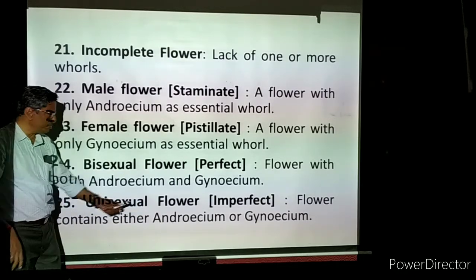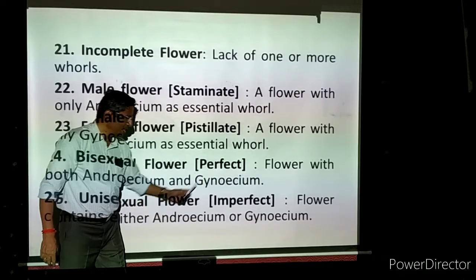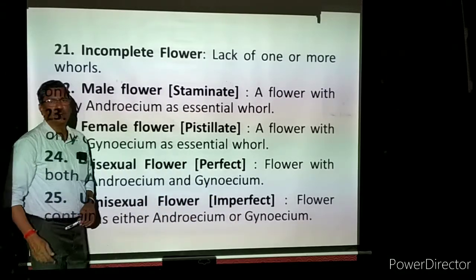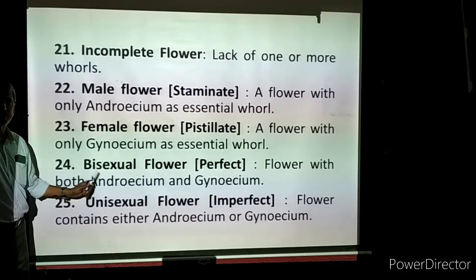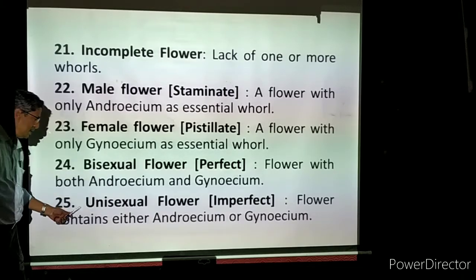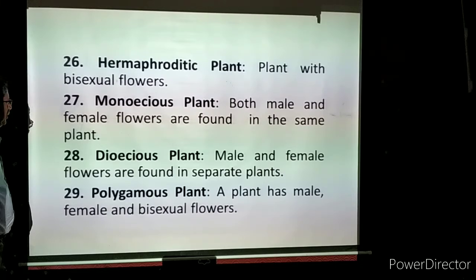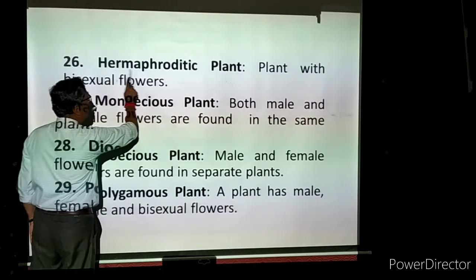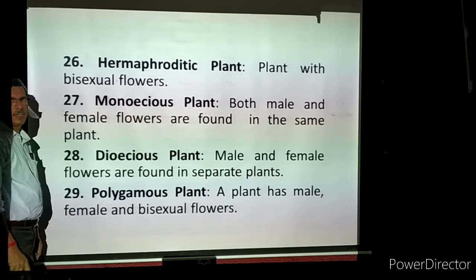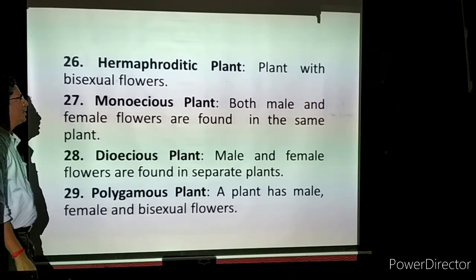So, if androecium is present, gynoecium will not be there. If gynoecium is present, androecium will not be present. It is called unisexual. Monosexual we can say. Here we are using the term unisexual flower. The next one we are going to study about is a hermaphroditic plant. Okay, we are coming to the next one, hermaphroditic plant.